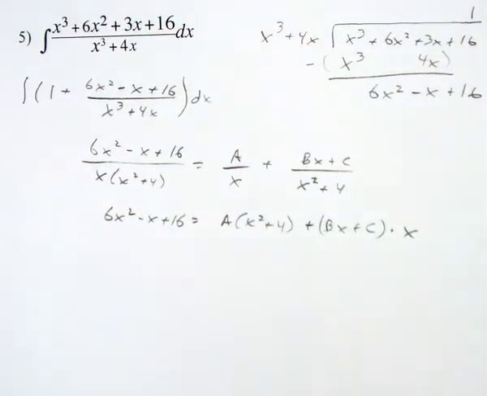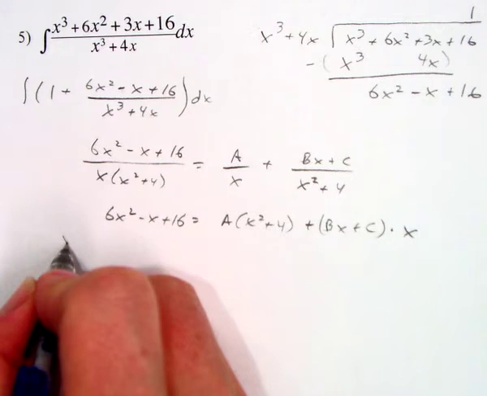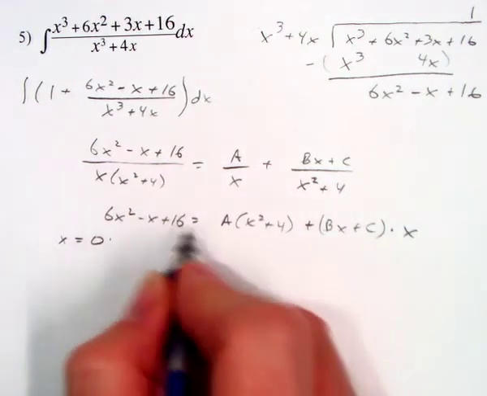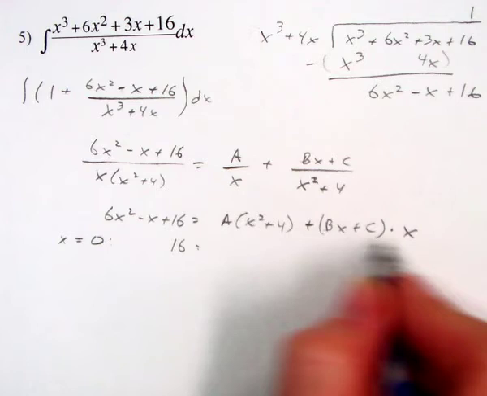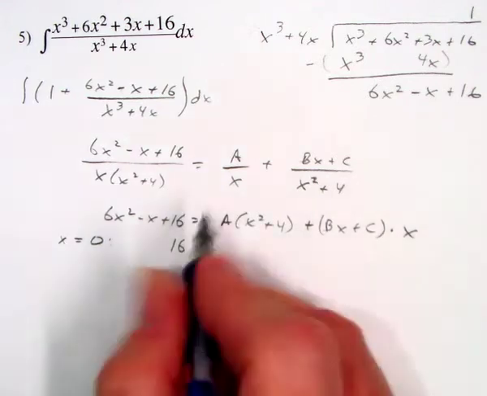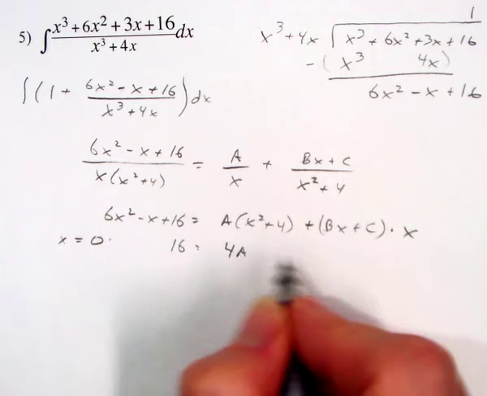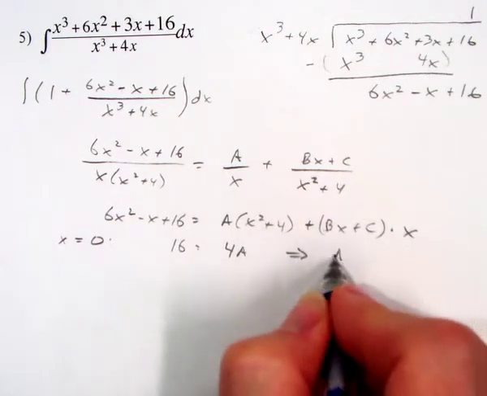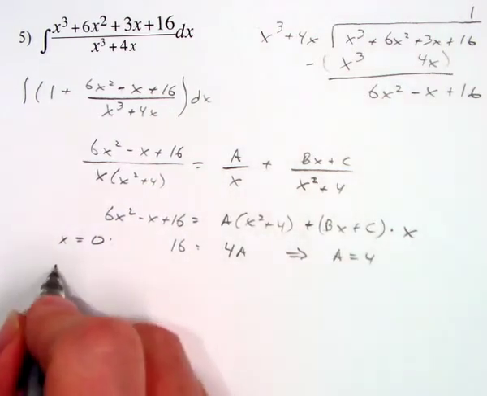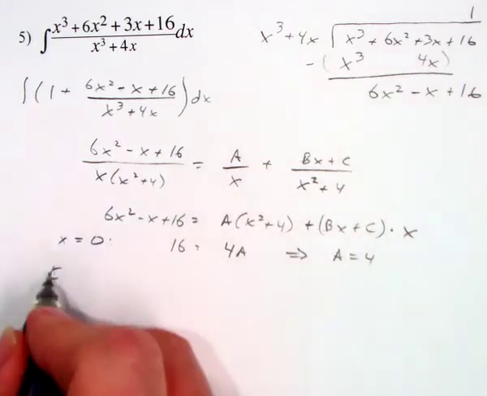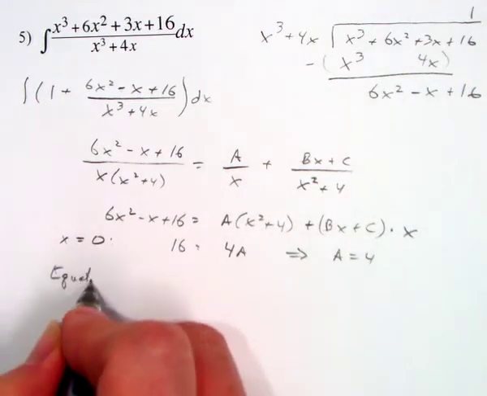So now we're going to use both techniques. We want to do whatever is convenient. In this case, if we let x equal 0, then we get 16 equals, over here, that gives a 0. So we just have, plug in 0 there, and we get 4A. So that tells us A is 4, and we're done with that. Now, there's no convenient way to get rid of this one. So let's go and look at equating coefficients.